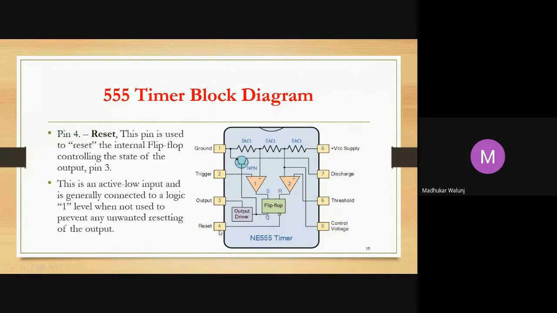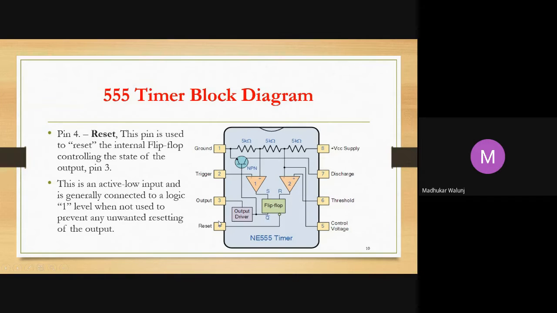Reset, pin number 4. This pin is used to reset the internal flip-flop controlling the state of the output, that is pin number 3. We are going to use this particular pin to reset the flip-flop whenever we require. If the output remains on for most of the time, and we require to reset the circuit, we can press this pin 4, so that it will reset the flip-flop and the output will be reset.